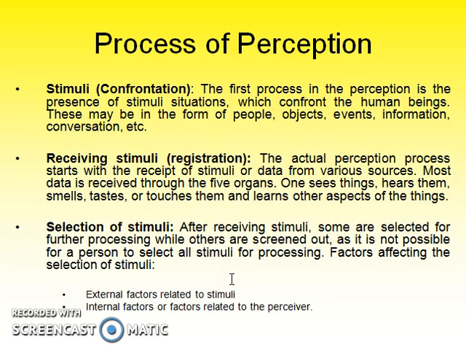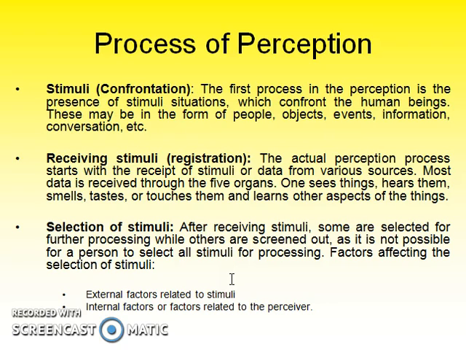After that, there comes the receiving of stimuli. It means the registration part. If we see an object, there must be a registration. There must be a receiving of the stimuli. If you are accepting the stimuli, it means you are perceiving the stimuli. You are registering the stimuli in your mind. The actual perception process starts with the receipt of stimuli or data from various sources. Most data is received through the five organs. One sees things, hears them, smells, tastes, or touches them, and learns other aspects of the things.